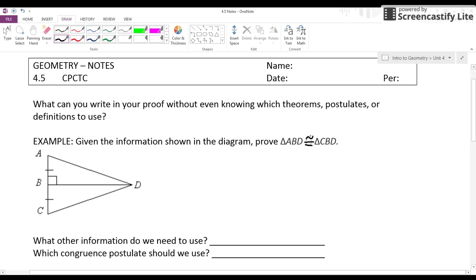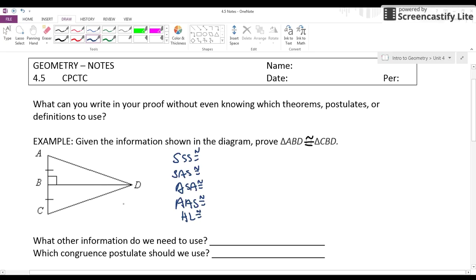So you really want to think, how can I prove triangle ABD is congruent to triangle CBD based on what we've done before? So remember, you've got those 5 choices, right? We can do SSS, SAS, ASA, AAS, and also HL. Okay?